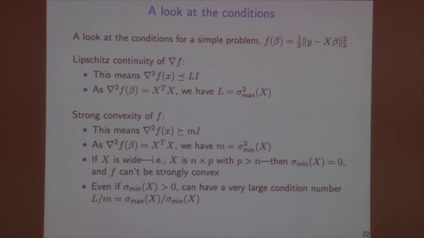And now here's the caveat. If x is a wide matrix, so x is n times p with p larger than n, so you have more columns than rows, like you observed more features than individuals, then there's no way that the matrix x transpose x can have full rank. So it's going to be rank deficient, and your smallest singular value is going to be equal to 0. And if this is equal to 0, there's no way that m can be larger than 0. So for sure, if x is wide, f cannot be strongly convex.